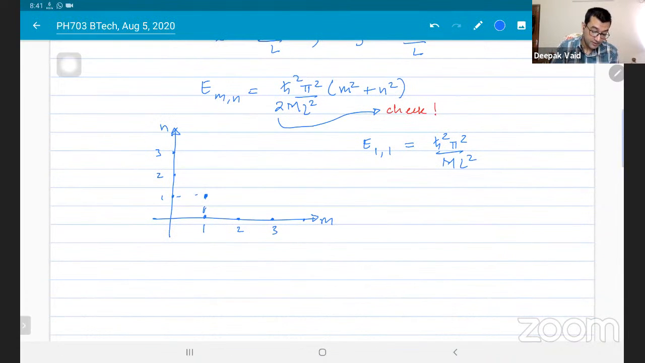Then what about the next highest state? Well, now the next possible values of m and n. Now there are two possibilities. You can have E12, but you can also have E21.